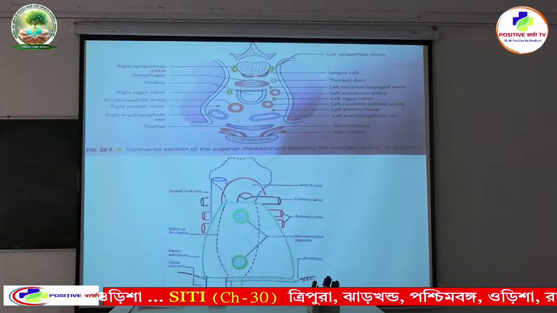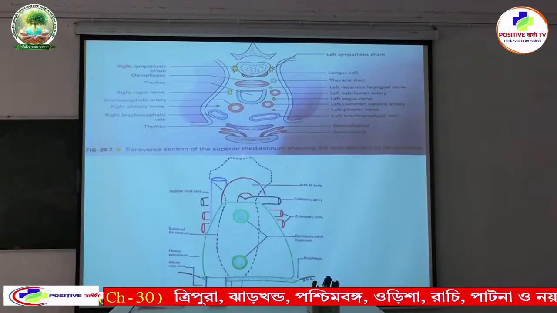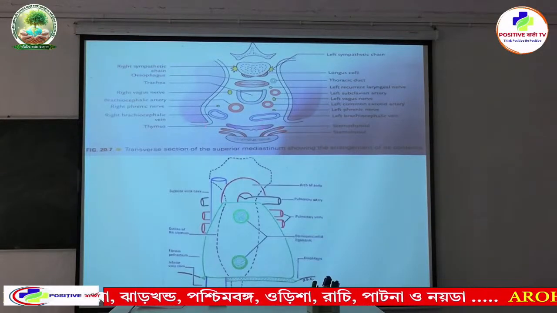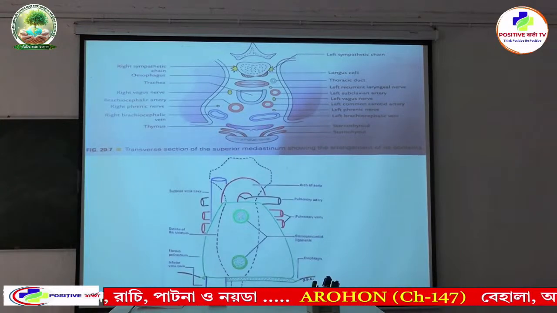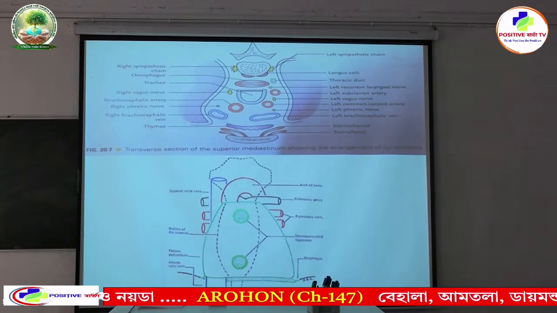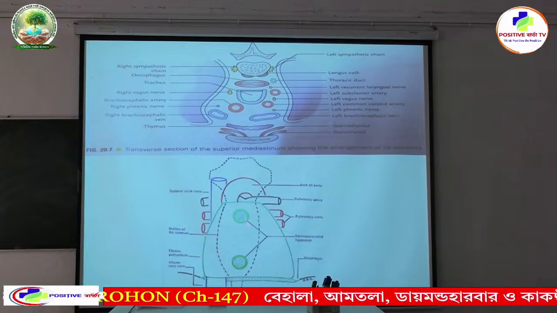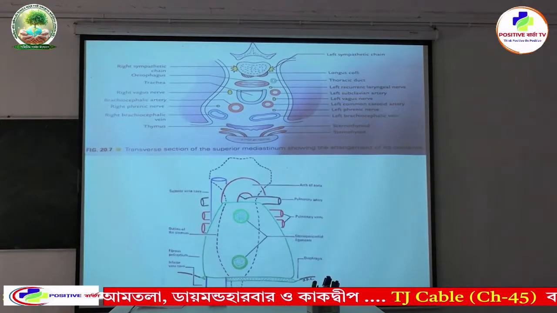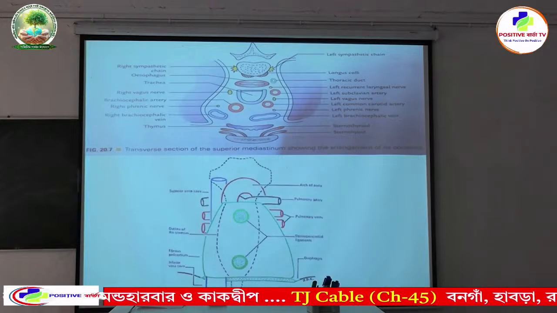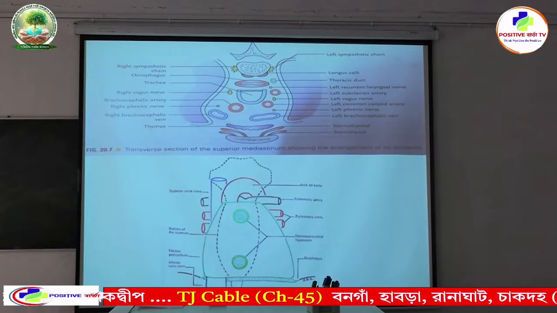See here the contents of the anterior mediastinum have been shown. See, this is thymus gland. Here the thymus gland has been shown. These are the two sternopericardial ligaments connecting the pericardium with the sternum. And another thing is lymphatics and the internal thoracic artery lying in the anterior chest wall.